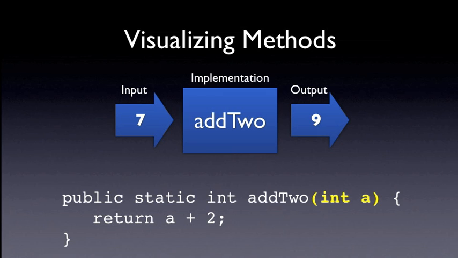But think about methods we don't know, like println, or like I said, the pow method, the power method that raises something to a power. These are methods that are like black boxes to us. We don't know what happens inside. It's very much like our ATM machine.